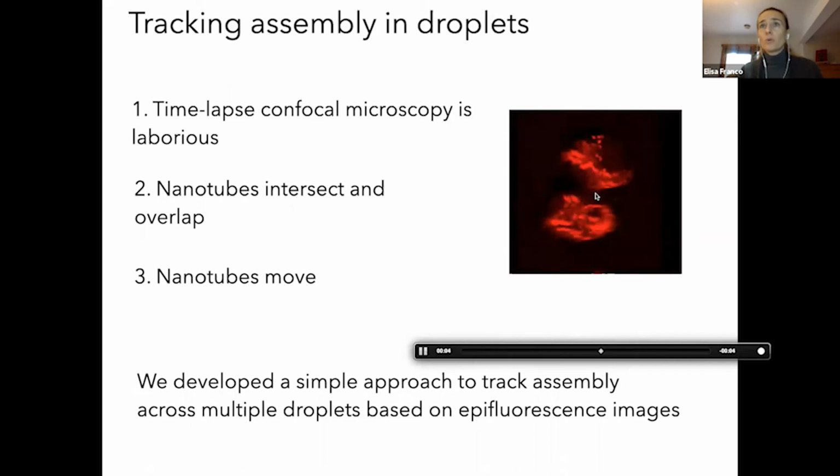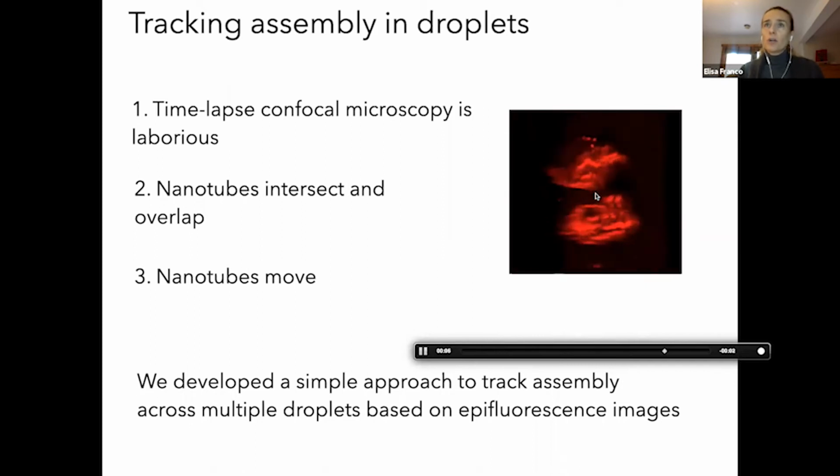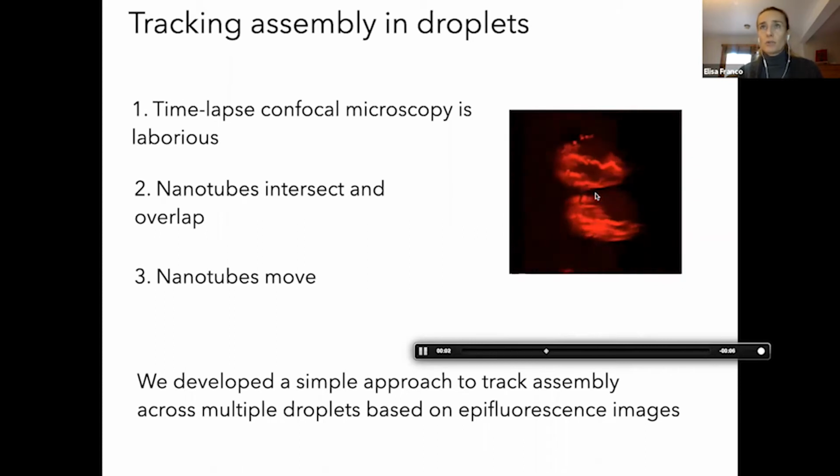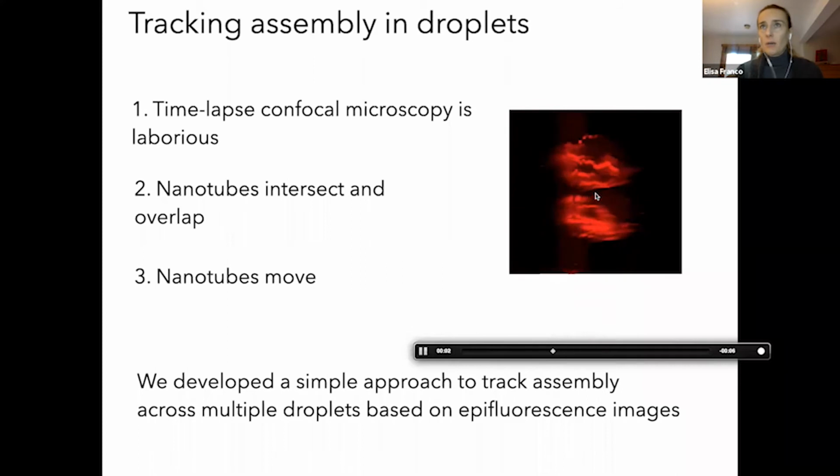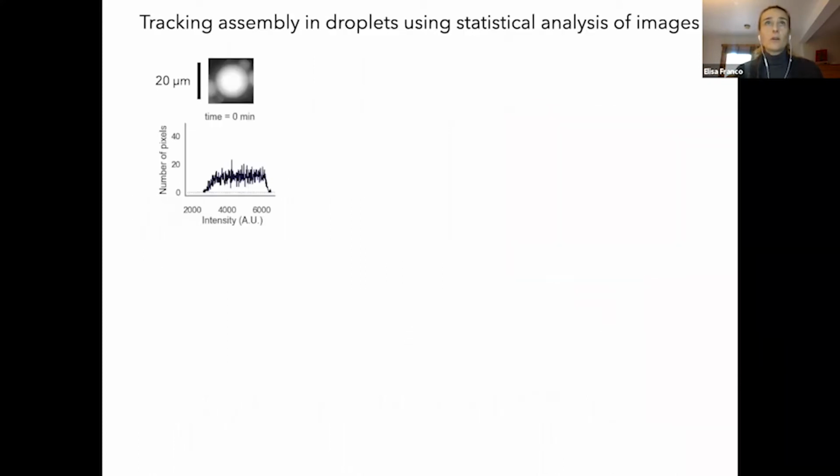So if we wanted to get some sort of more objective quantitative measure of assembly in droplets, we had to figure out a simpler method than trying to get their length and their number. That's not going to happen. It's very difficult. So what we did is that we used the statistical properties of images.